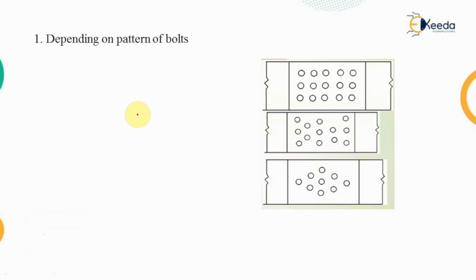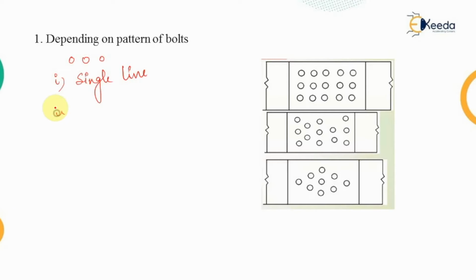Now these bolted joints can be classified into a number of categories depending upon the different patterns. So the first method of classification is based upon the pattern of the bolts. If the bolts are provided in a single line, that means one after the other, then that type of connection is known as the single line connection.